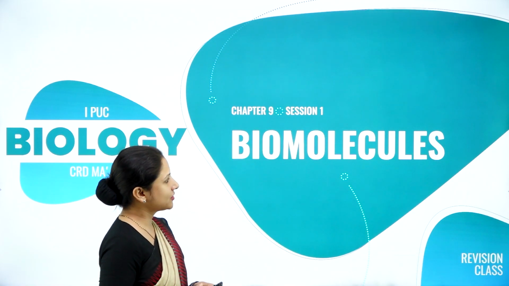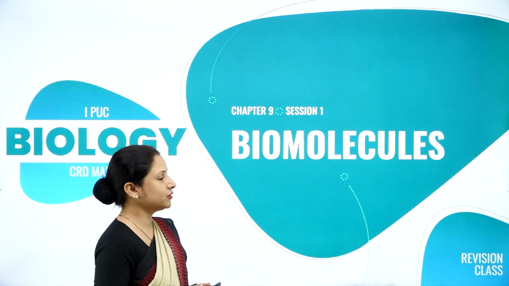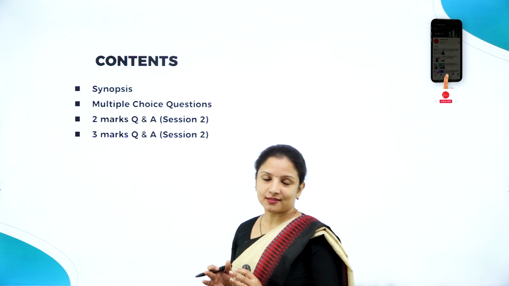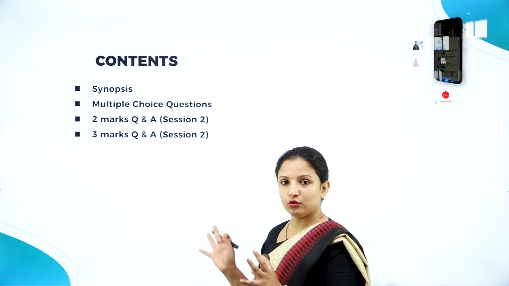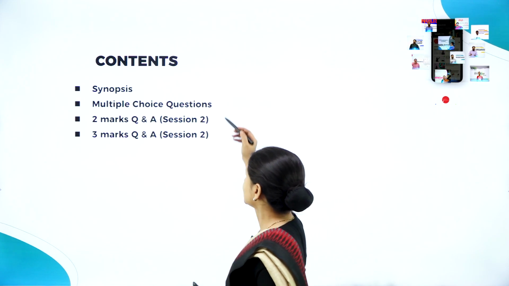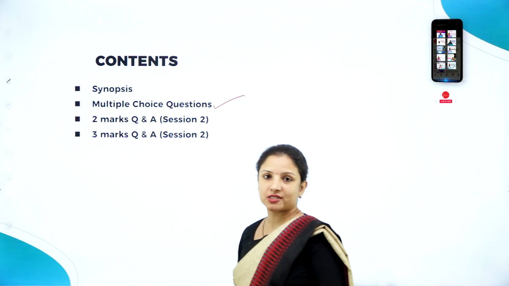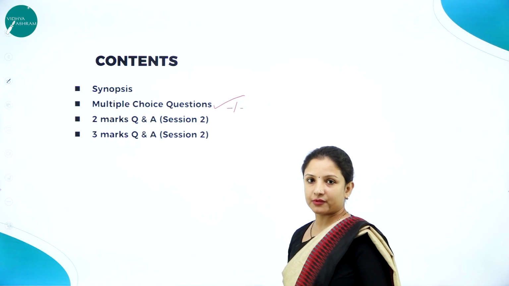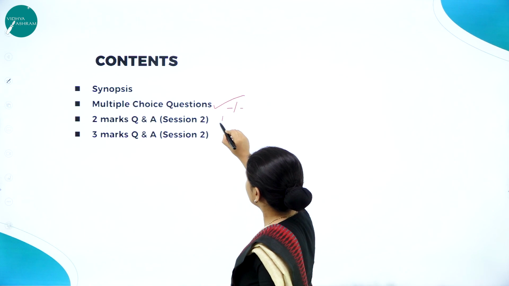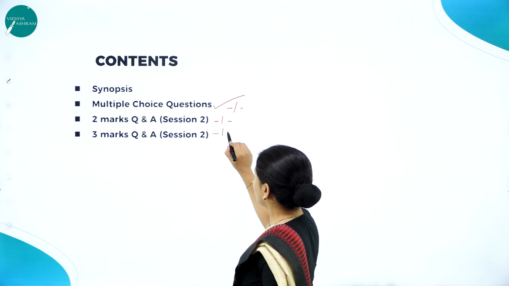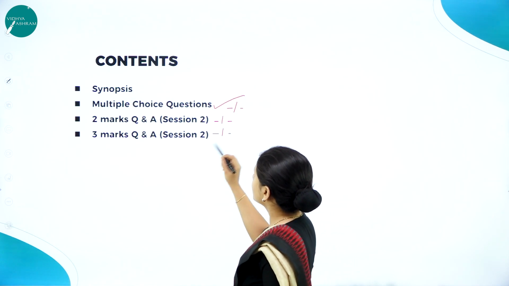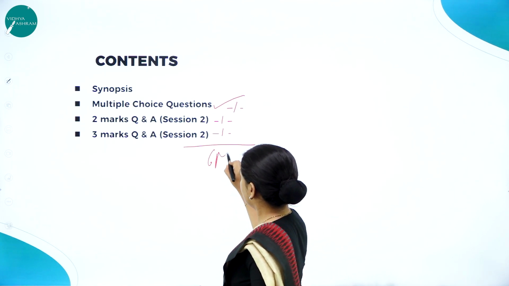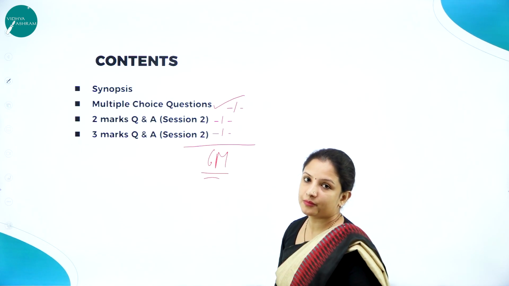So in this session of chapter Biomolecules, we will learn about the synopsis, that is what all is there in this particular chapter. We'll have a look into it and then move on to learning some of the important multiple choice questions under this chapter. One multiple choice question will be asked from this chapter, one 2-mark question and one 3-mark question. So this chapter carries a total weightage of 6 marks according to the blueprint given by the PU board.